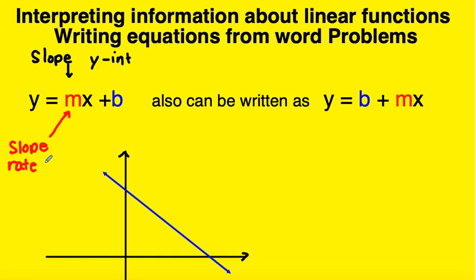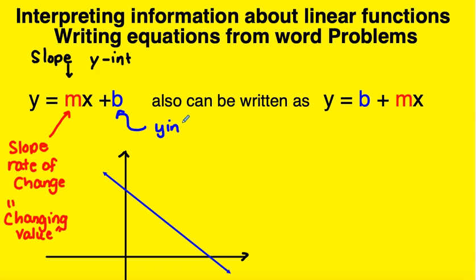It can go up or it can go down. But it is something that I call, in a word problem, the changing value. And usually it's pretty easy to see what is actually changing. B, you've learned, is the y-coordinate of the y-intercept. And in word problems, linear functions, the y-intercept is typically the starting amount, the beginning, the initial value.